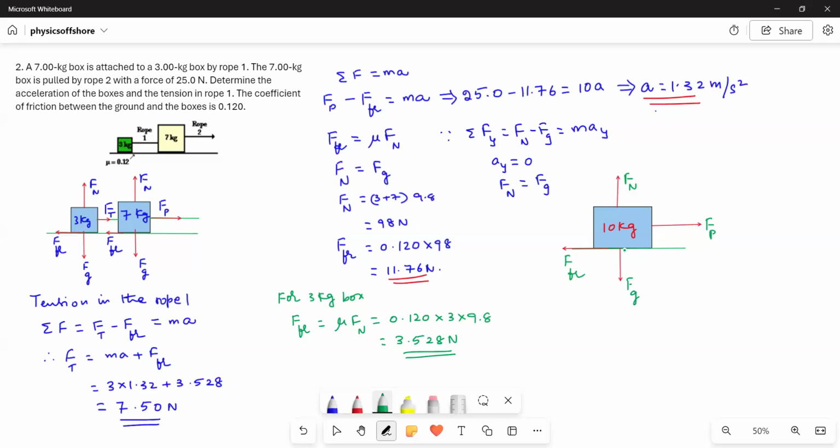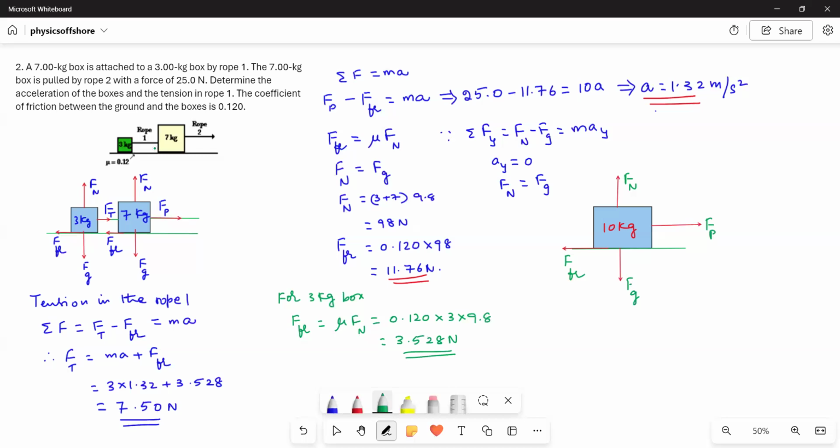I am doing the analysis for the entire system as a single system, two masses as a single mass of 10 kilograms. Because the second rope is pulling both the masses, I have to find out the acceleration of both the masses. Therefore, the acceleration is equal to 1.32 meters per second square.